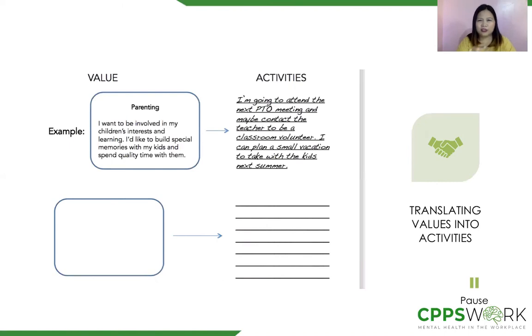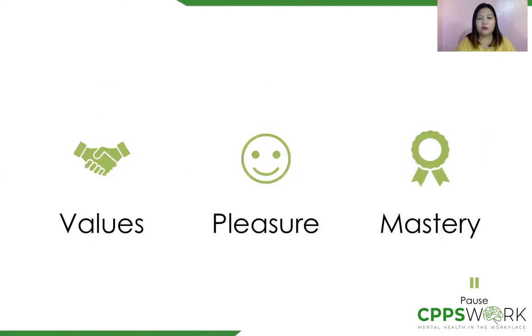So now let's translate your values into activities. Kasi for this to be realistic, this should be done. Minention mo na ano yung values mo, pero paano siya take place? So we need to translate that values into activities. Example, parenting. This may be under family. I want to involve my children's interests and learning. I'd like to build special memories with my kids and spend quality time with them. And how will you translate this into an activity? I am going to attend the next PTA meeting and maybe contact the teacher to be a classroom volunteer. I can plan a small vacation to take with the kids next summer. Now, I'd like you to do that with the rest of the things that you have written under your values. You may pause the video.